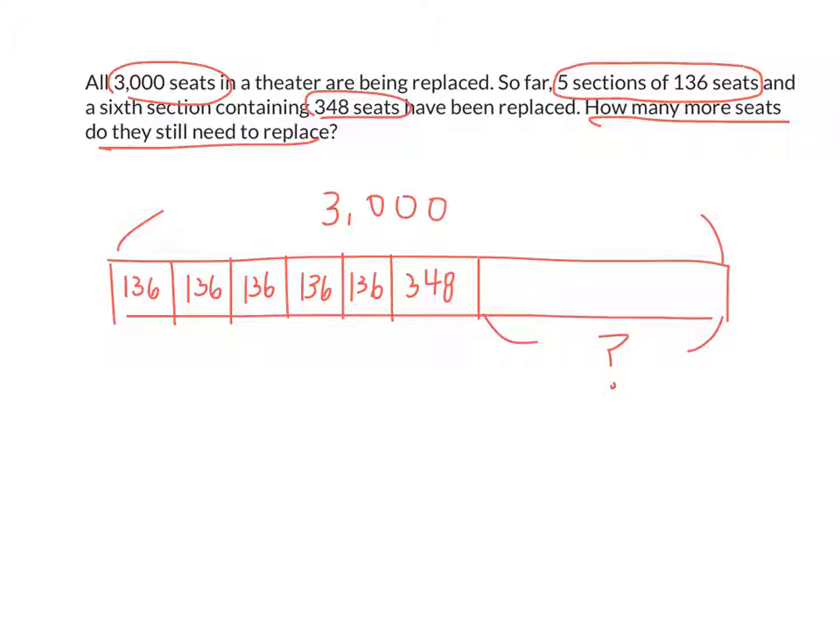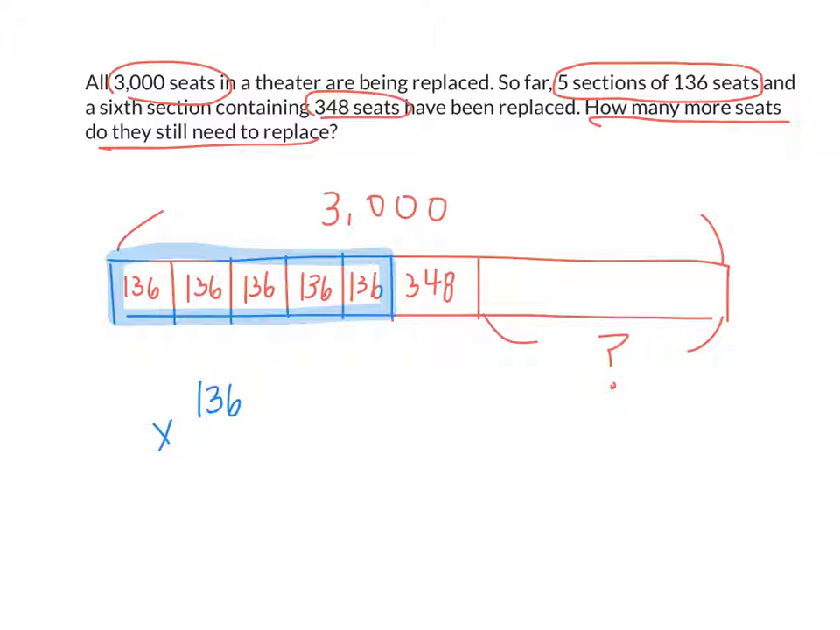Give me a thumbs up if your tape diagram looked something like this. Awesome. So how can I figure out then how many seats still need to be replaced? I have to first figure out how many seats are done, right? What do you guys notice about this section here? There's 5 sections and they're all 136. So how can I find out how many seats have been replaced in that section? What math equation might I be able to do? Swarnima?